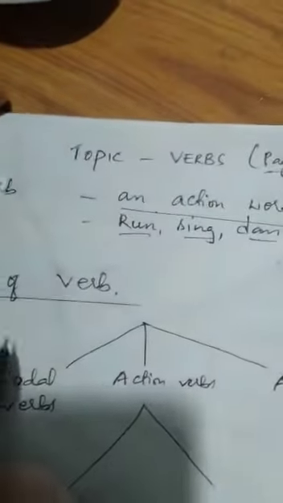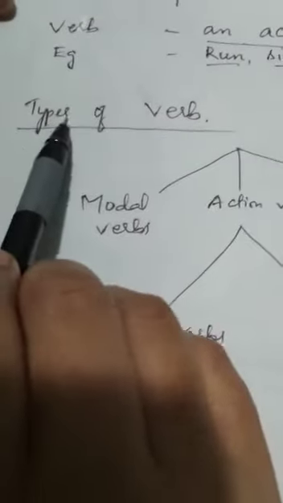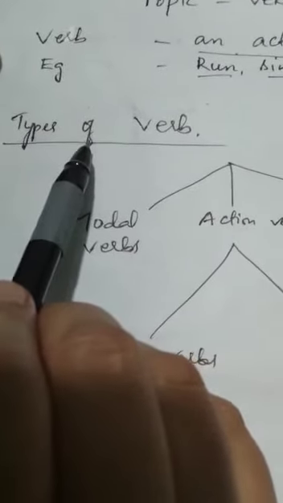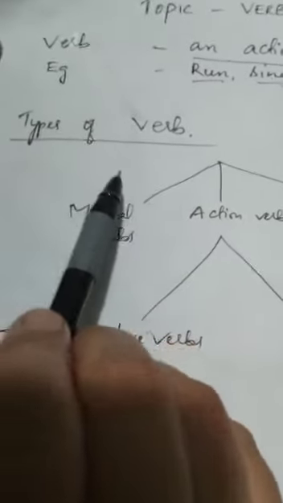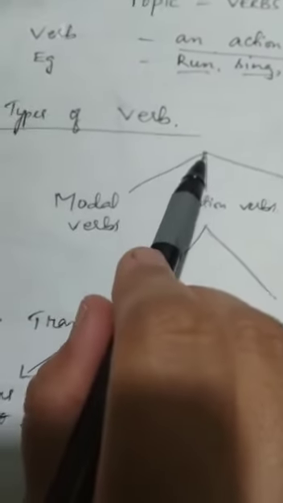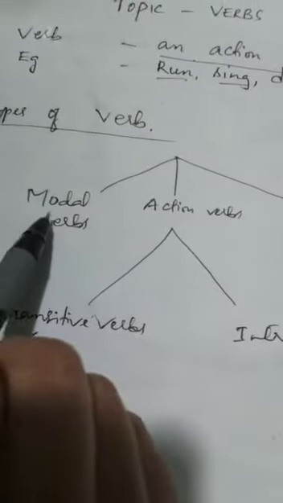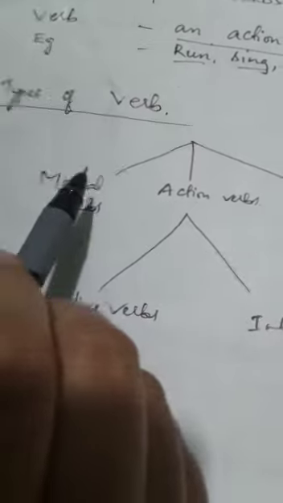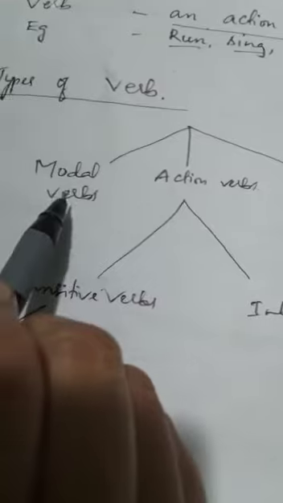So now let's go below. Let's see the types of verb, okay? There are many classifications of verbs. Today we would see one classification, that is, verbs are divided into three kinds, and the first one we have is your modal verbs. Now what are modal verbs? Now you must have already studied these modal verbs.